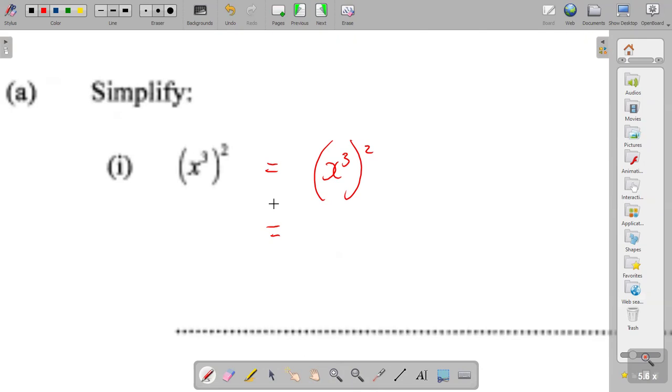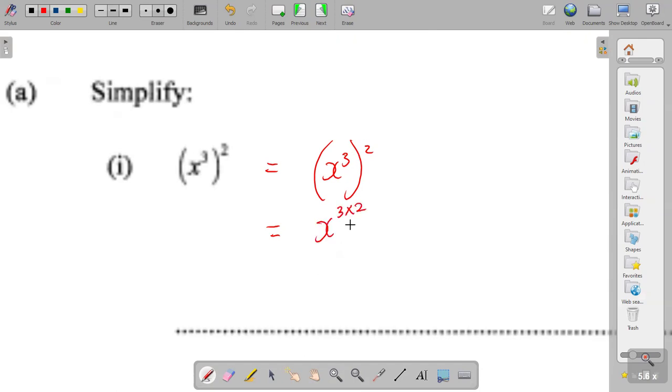Wow. A little disappointed, guys. There are more different answers I've seen. What do brackets mean again? Brackets mean to multiply. So this means x3 times 2.